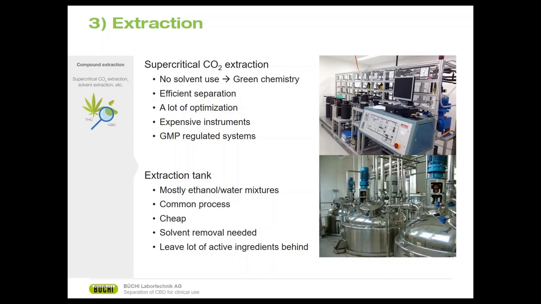In supercritical CO2 extraction, you don't use any solvent, and it's considered green chemistry. It is a very efficient process. However, it needs lots of optimization and is very expensive when compared with solvent extraction. If you go with solvent extraction, then you will probably use ethanol as a solvent. It is common and cheaper than supercritical CO2 extraction. However, afterwards, the solvent must be removed from the oil, and it may leave a lot of active ingredient behind.